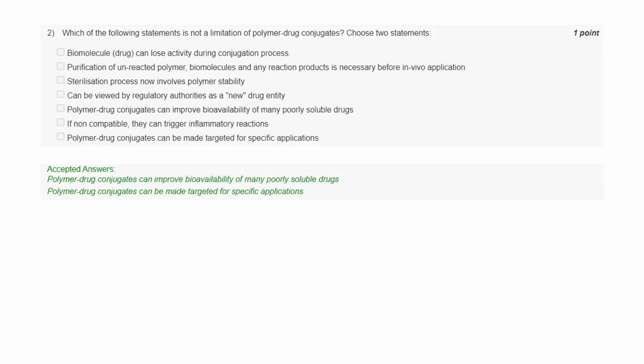So here this question is asking us the advantages of polymer drug conjugates. You have to read the question carefully. It is not a limitation. That means it's asking us the advantages, and the advantages are polymer drug conjugates can improve bioavailability of many poorly soluble drugs. As I said, you can conjugate the drug with polymers, and then that with hydrophilic polymers, that will increase its solubility. And the next right statement is polymer drug conjugates can be made targeted for specific applications.